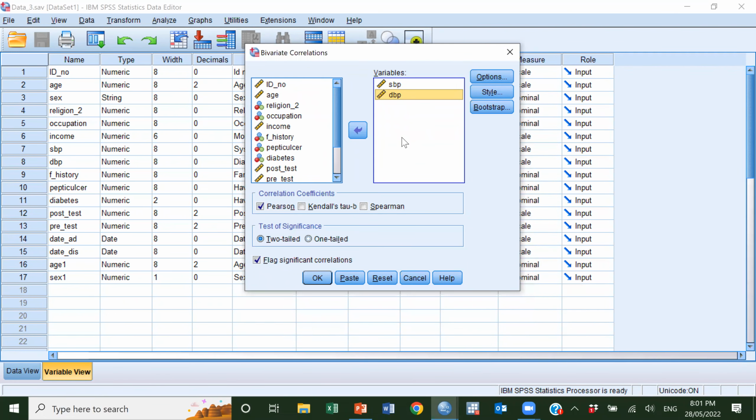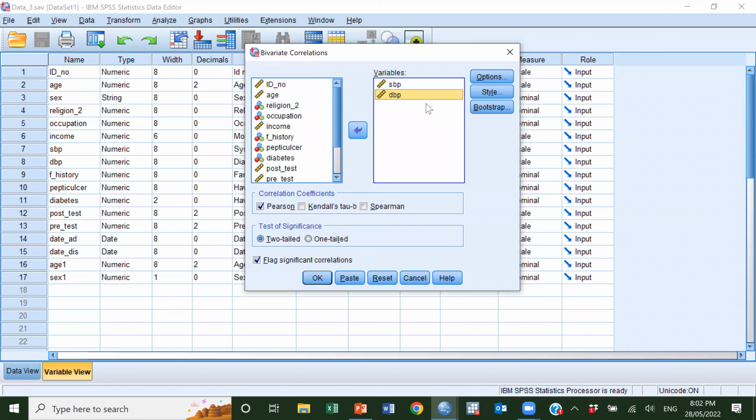We said that we shall use Pearson's correlation, right? So at the bottom, you can see Pearson is selected by default. And as I said earlier, we usually do the two-tailed test, so it is also selected as two-tailed. So there is no problem.